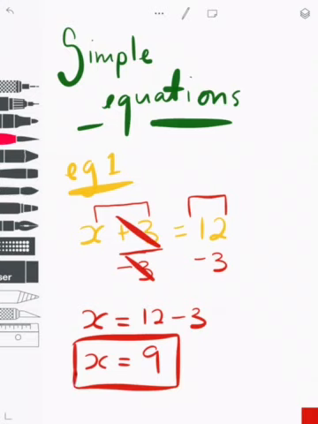Now, why do we do it on both sides? Why did I do minus 3 on both sides? The reason I did minus 3 on both sides is to balance the equation. So it's very important, whatever you do on one side, you have to do on the other.